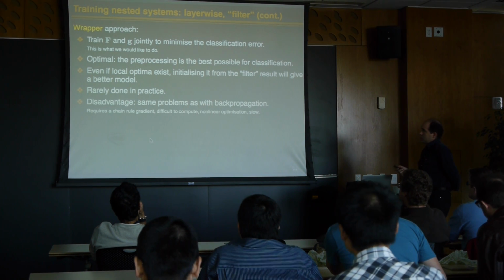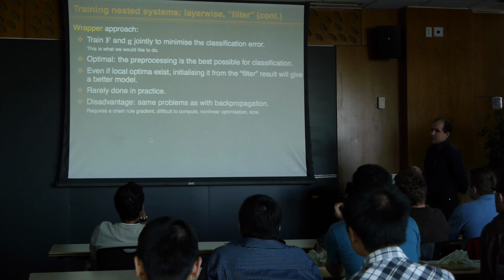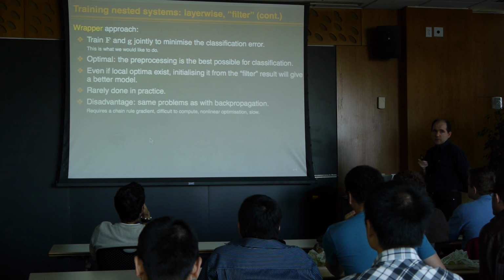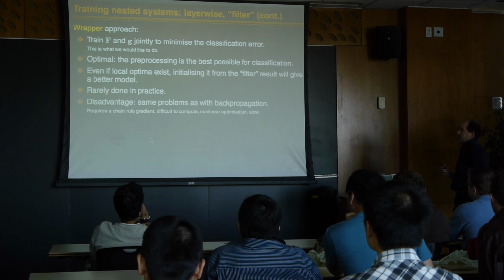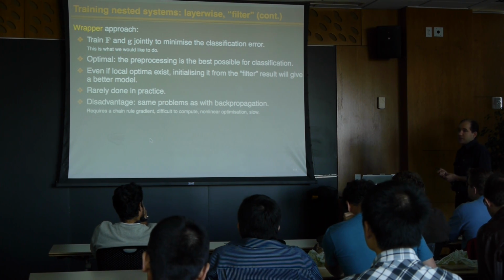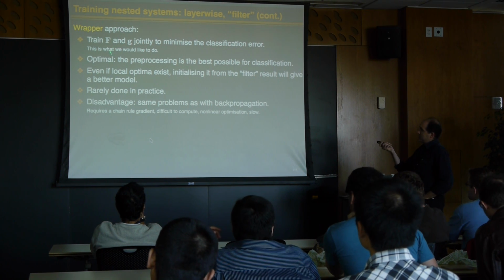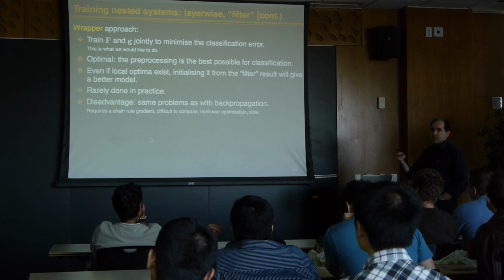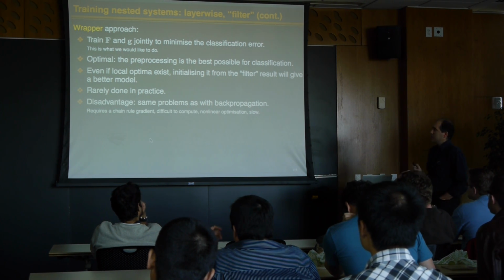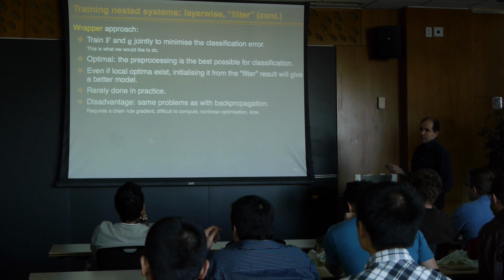What you would like to do is to train F and G jointly to minimize the classification error, and that's called the wrapper approach. But this is rarely done in practice. It is the optimal thing, but it is rarely done in practice, and the reason is the same reason why backpropagation is difficult. You have to compute your derivatives with respect to F and G. You have to apply then a nonlinear optimizer. The optimization is going to be slow, etc. Also, you have the problem of local optima, which can exist.